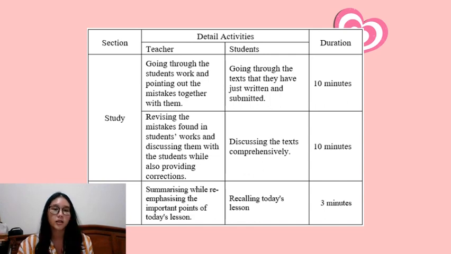In this stage, the students and the teacher will go through the students' work together and point out the mistakes for 10 minutes. And then the students and the teacher together will revise the works, and the teacher will provide them with solutions in a discussion with the students for another 10 minutes. The remaining 3 minutes will be used to summarize the whole points of the material learned in today's lesson.